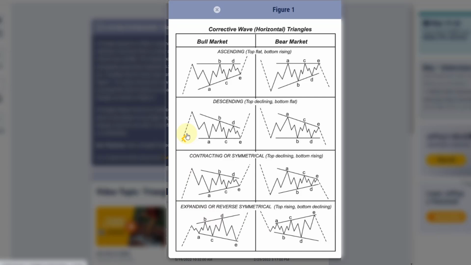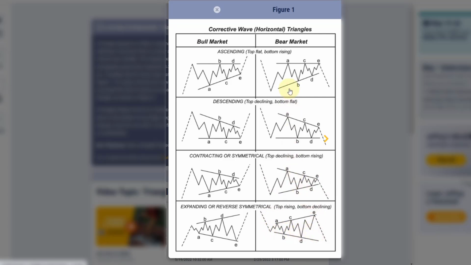And there are these corrective wave triangles, horizontal triangles. You can see the triangles in the bull market, how they look, and in the bear market. Obviously we're looking at a corrective structure here. First of all, there are different kinds of triangles: ascending triangles, descending triangles, contracting or symmetrical triangles, or expanding ones.